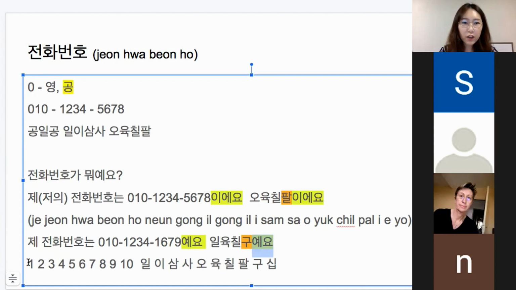So I will read again. 1, 2, okay, this one. 1, 2, 3, 4, 5, 6, 7, 8, 9, 10.